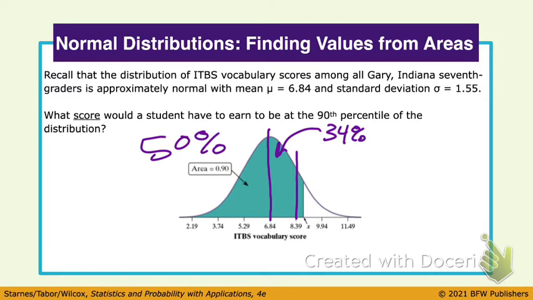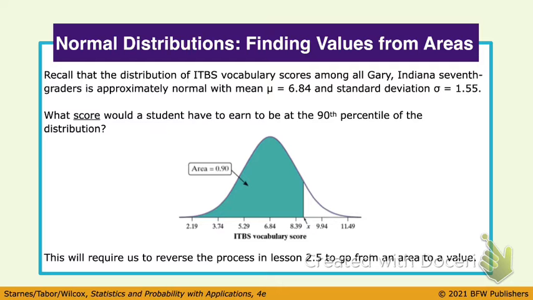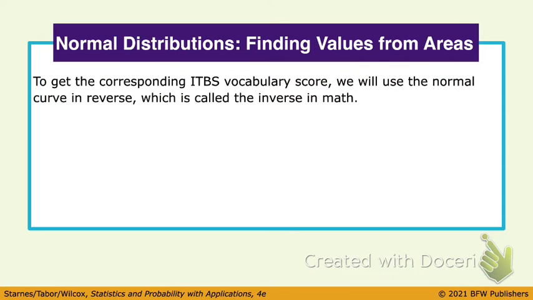But how much further? Well, enough to make up to the 90%. So I need 6% more. But what value is that? So that's what we're trying to find out. What we know is that the area from the value down is 90% because there's 90% below the value. And so we need to find the actual number, okay? So we're going backwards. This is going to require us to use an inverse of what we've been doing. So to get the score, we're going to use the normal curve but in reverse, and that is called the inverse in math.